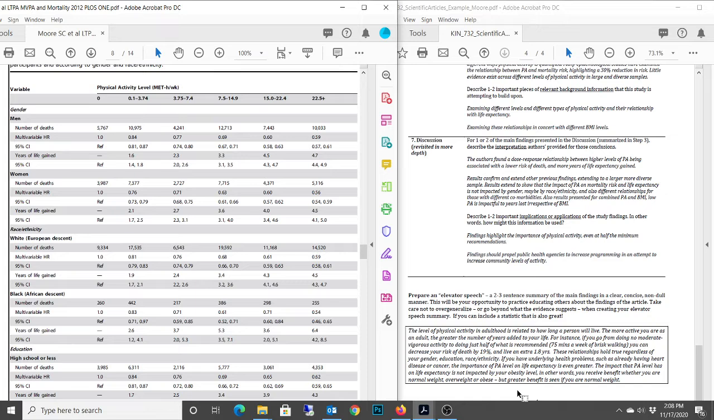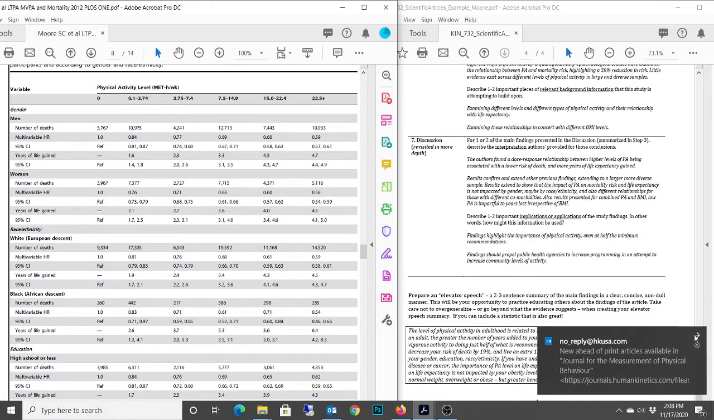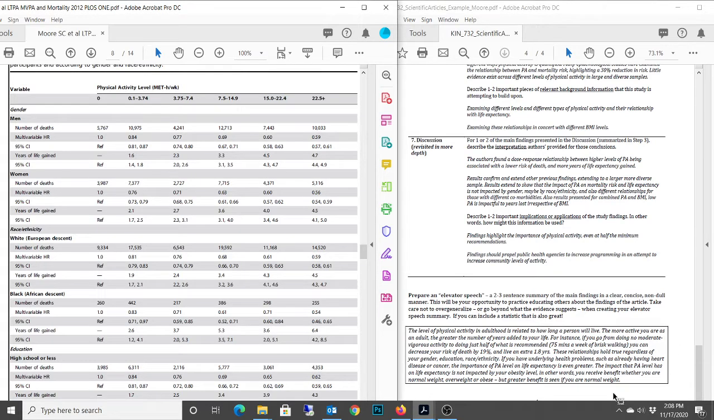These relationships hold true regardless of your gender, education, race, or ethnicity. And if you have underlying health problems, such as you already have heart disease or cancer, the importance of physical activity on life expectancy could even be greater. The impact that physical activity level has on life expectancy is not impacted by your obesity levels. In other words, you will receive benefit whether you are normal weight, overweight, or obese, but greater benefits would be seen if you are normal weight. That would be my elevator speech from this particular research article.